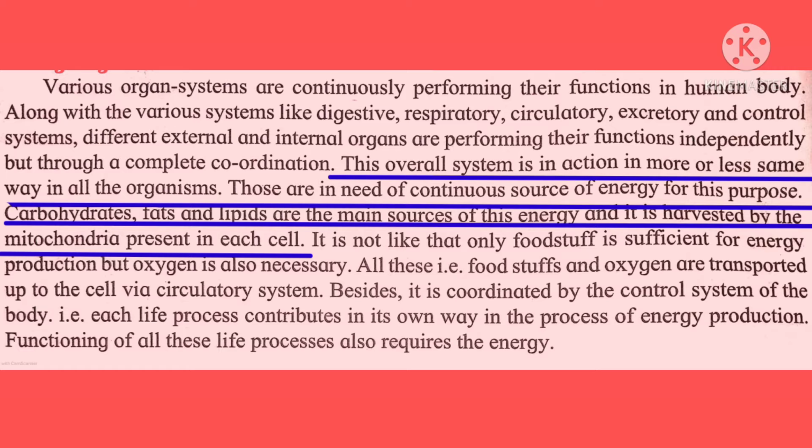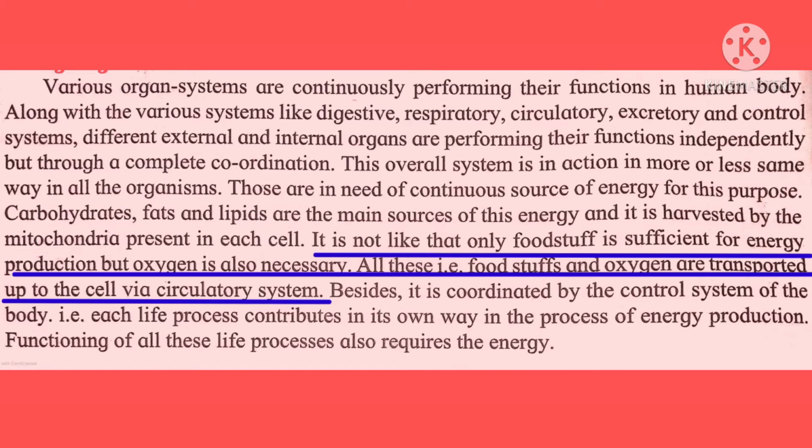Carbohydrates, fats and lipids are the main source of energy, and this energy is harvested by the mitochondria present in the cell. It is not that foodstuff alone is sufficient for energy production, but oxygen is also necessary. All these, that is the foodstuffs and oxygen, are transported up to the cell via the circulatory system.